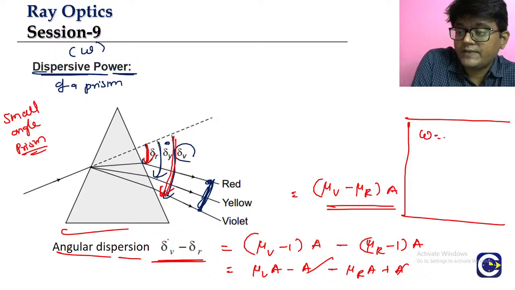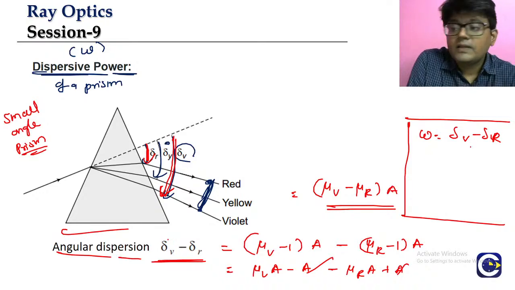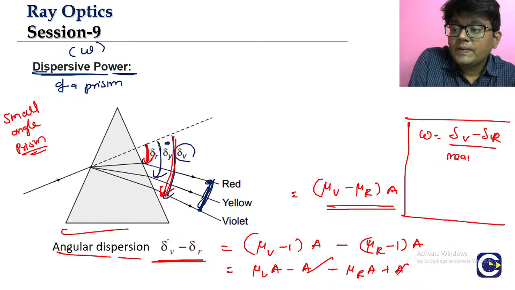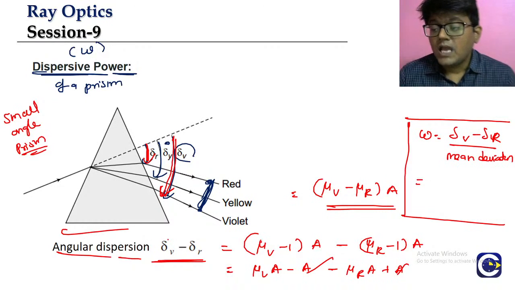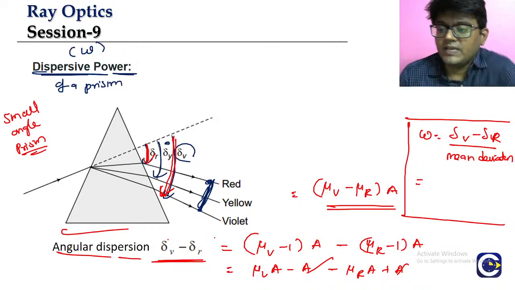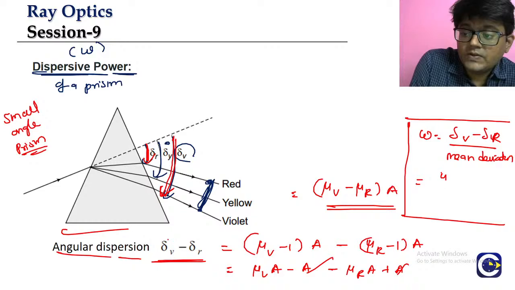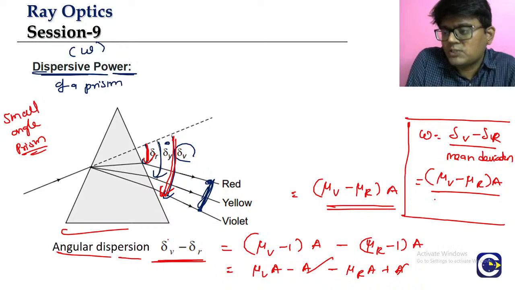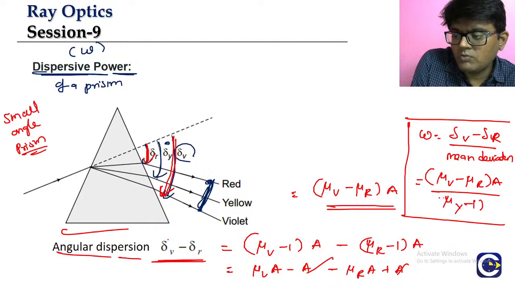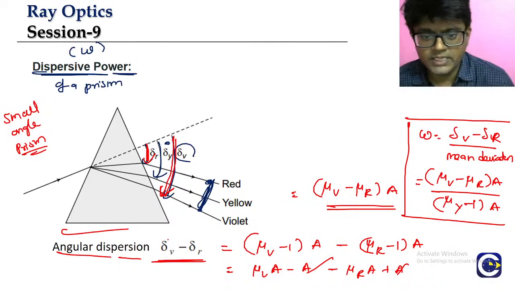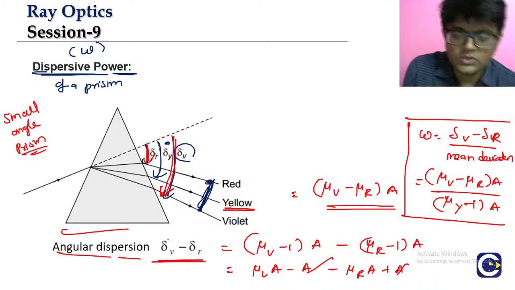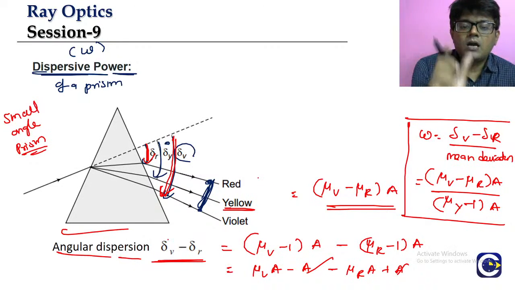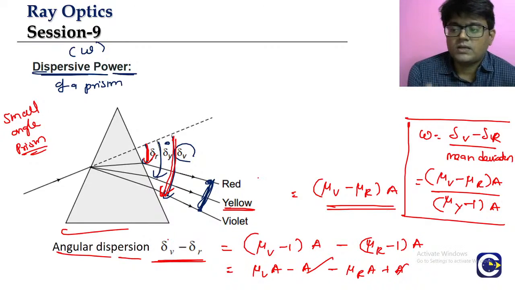Dispersive power, omega, is defined as the angular dispersion divided by the mean deviation. How do you measure the dispersive power? Angular dispersion divided by the mean deviation. What is angular dispersion? Mu violet minus mu red into A. That is the angular dispersion, right? Mean deviation means mu yellow minus 1 into A. Already we talked about it. The one corresponding to yellow is called the mean. So angular dispersion divided by the mean deviation will be the dispersive power.